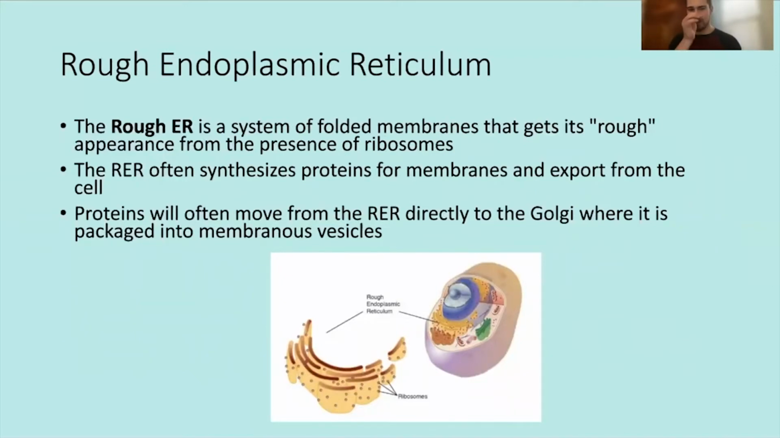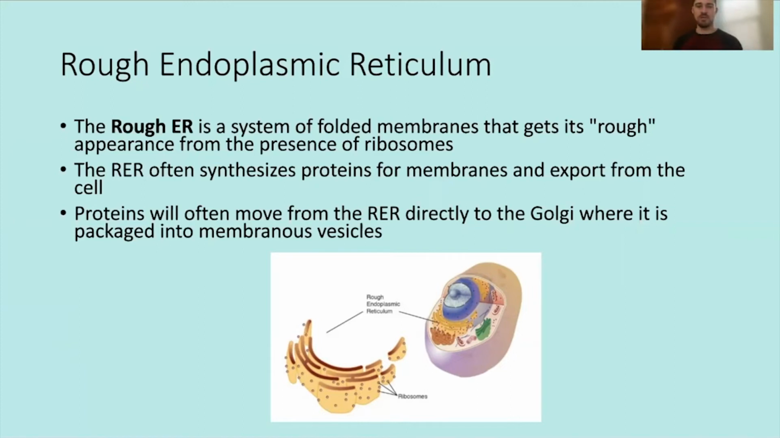So the rough endoplasmic reticulum is a system of folded membranes that gets its rough appearance from the presence of ribosomes. It's in the cytoplasm, but these ribosomes are sort of studded on the walls of the endoplasmic reticulum, and that's why we call it rough, because it looks rough. The rough endoplasmic reticulum synthesizes proteins for membranes and export from the cell. It's also continuous with the nucleus. So a lot of things that come out of the nucleus will pass through the rough endoplasmic reticulum without ever actually being in the free cytoplasm.